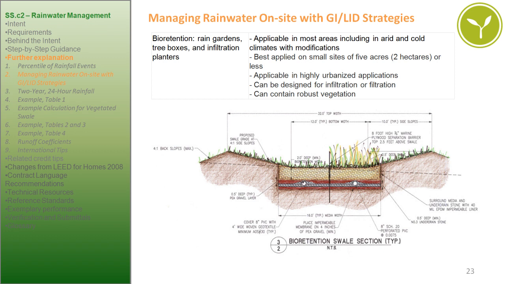Applicable in most areas, including in arid and cold climates with modifications. Best applied on small sites of 5 acres or 2 hectares or less. Applicable in highly urbanized applications. Can be designed for infiltration or filtration. Can contain robust vegetation.